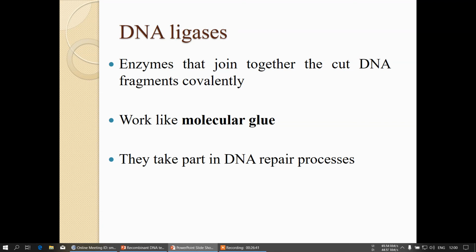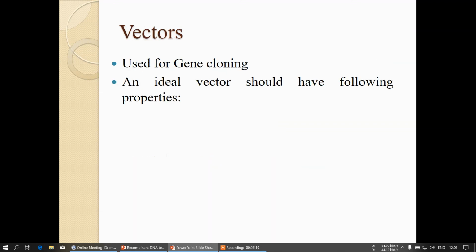Now another enzyme is the DNA ligase enzyme. We all know the function of DNA ligase: to join the different cut DNA. The enzymes that join the cut DNA fragments together covalently, meaning by a strong bond, the phosphodiester bond. We have already seen the activity of DNA ligase in the DNA repair process, which we discussed in the DNA repair mechanism. They work like molecular glue, meaning they join together the two cut DNA or DNA nucleotides, so they are also known as molecular glue.